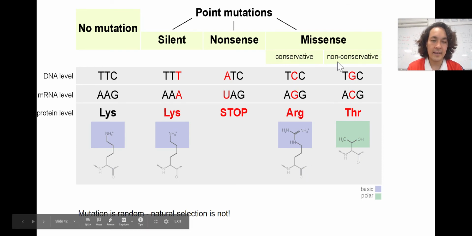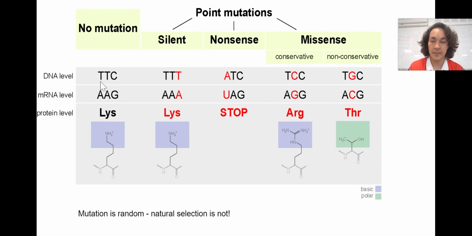Here, non-conservative is going to change it a lot, right? And so it went from TTC to TGC. It becomes ACG, which becomes threonine, which is going to be a polar R group as compared to these basic ones. So it's going to be different. An example of this would be sickle cell anemia, with valine and glutamic acid.